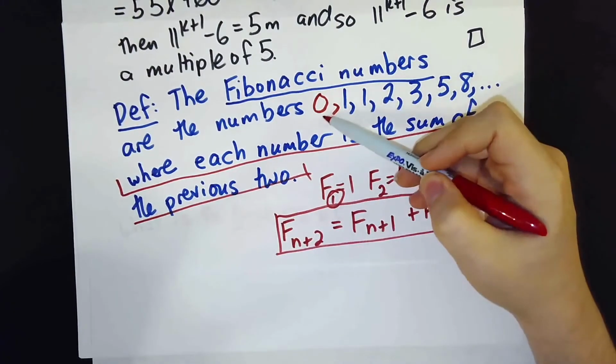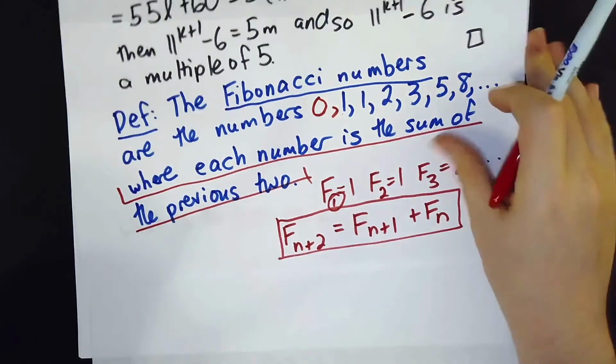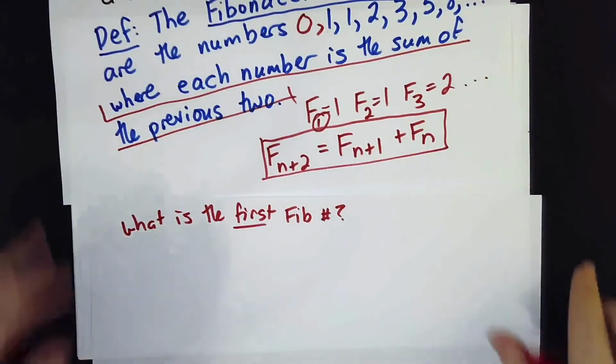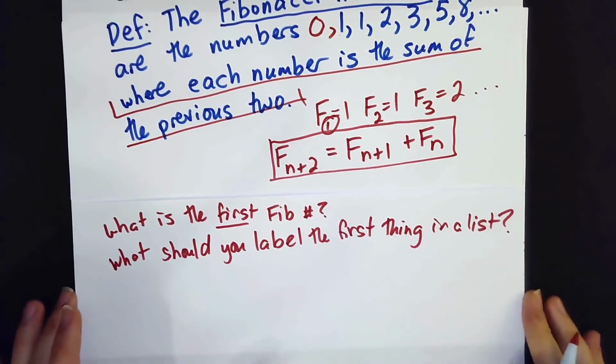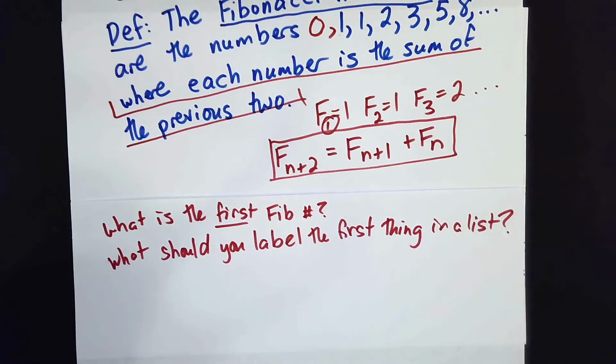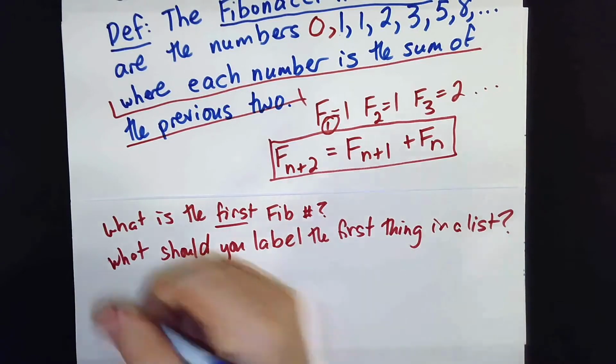Because if you start with 0 and you call this F1, now this is F2, this is F3, and so on. But we have an additional problem, which is that people disagree on what you should label the first thing in a list. And so you may be thinking, well, this is absurd. Why is there any debate about this? But if you've ever done any computer programming in something like Python or whatever, you might notice that computer scientists vastly prefer to start counting at 0. And so to someone who is computer science oriented, they will want to in fact call the first thing in the Fibonacci numbers f sub 0.